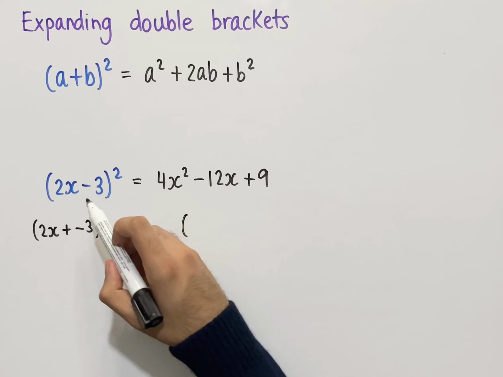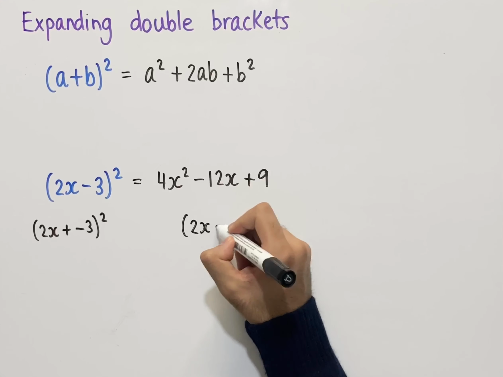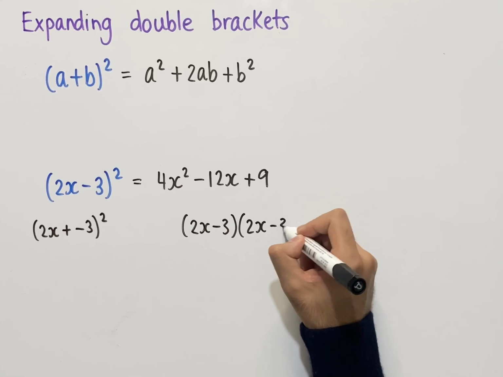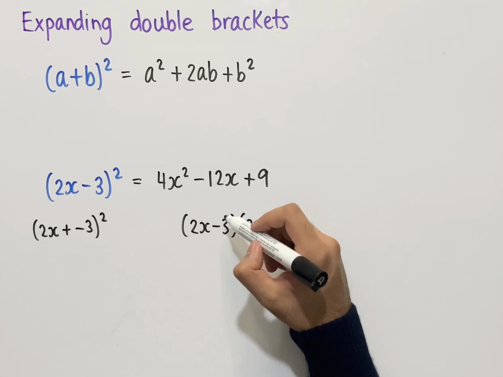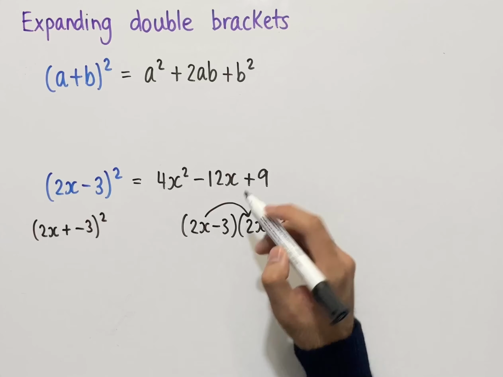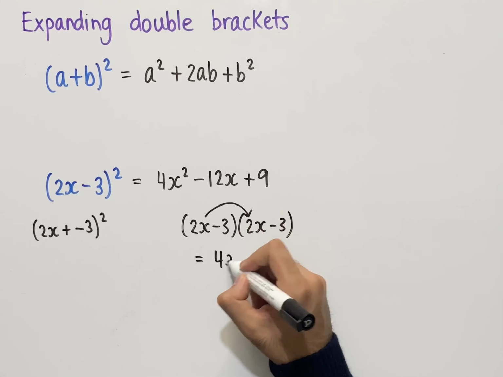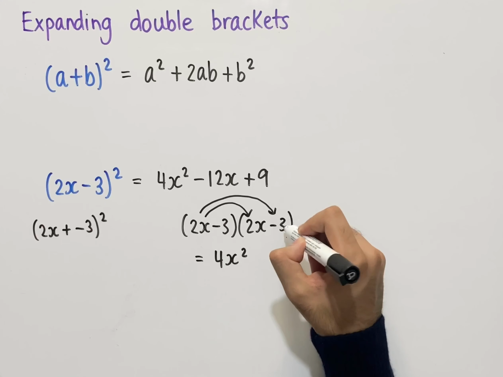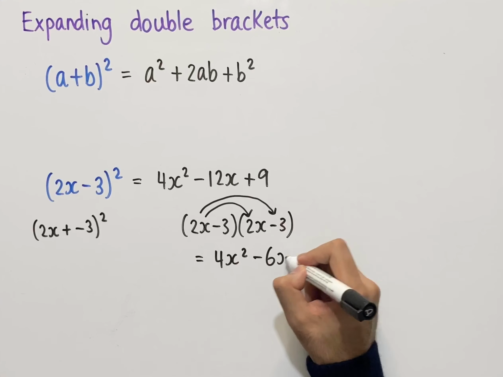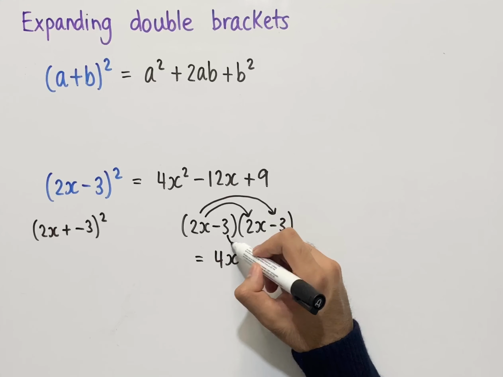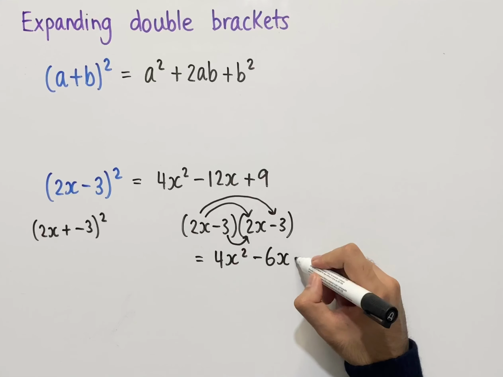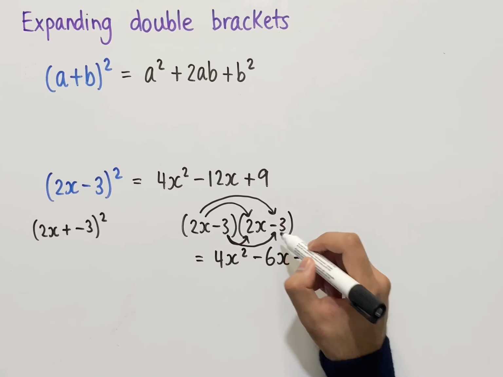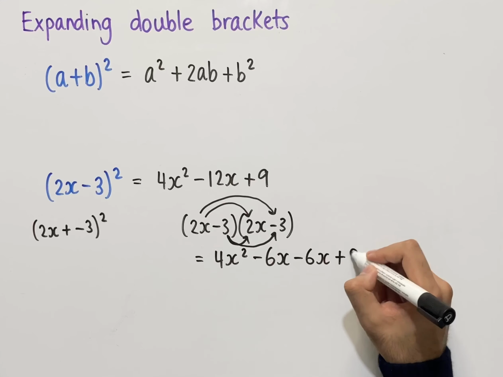So first we need to write this as two separate brackets. So 2x minus 3 in brackets multiplied by 2x minus 3 in brackets. Now we start with the first term, so 2x times 2x, which gives us 4x squared. Then we have the terms on the outside, so 2x times minus 3, which is minus 6x. Then we have the terms on the inside, so minus 3 times 2x, which is minus 6x. And then we have the last terms, so minus 3 times minus 3, which is plus 9.